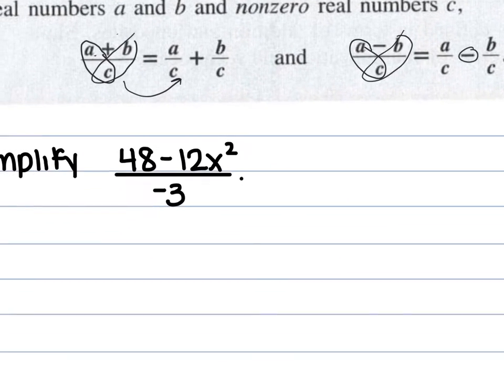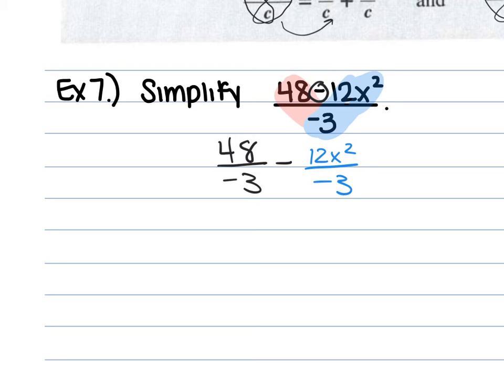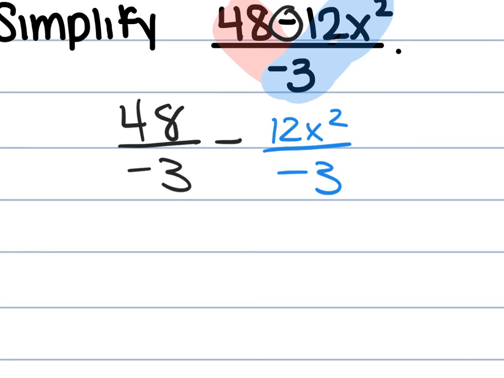All we're going to do is split up those fractions, so we're going to see that right here. Notice I'm going to do the same thing here. I've got the first part, which is here. Both of these things are over negative 3, so I'm going to rewrite them. I've got 48 over negative 3 minus 12x squared over negative 3. So now I actually think that's way easier to do because they're individually split up there.